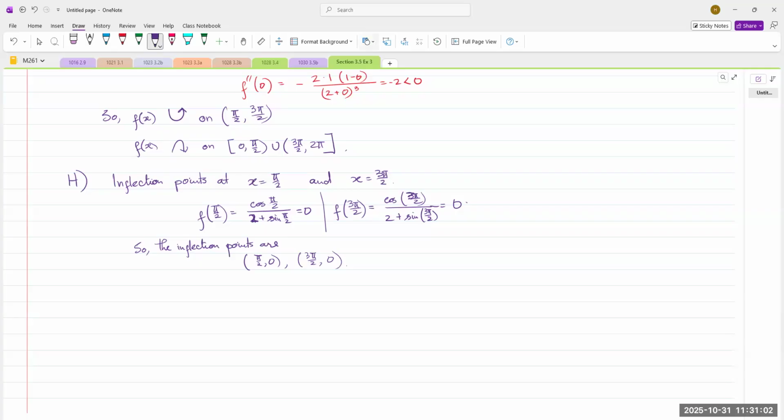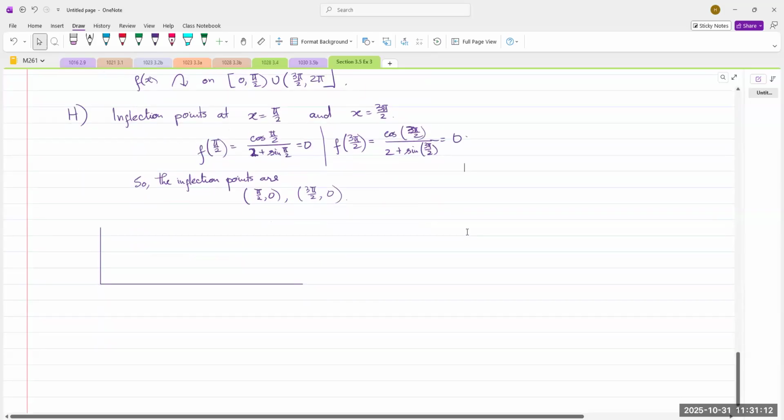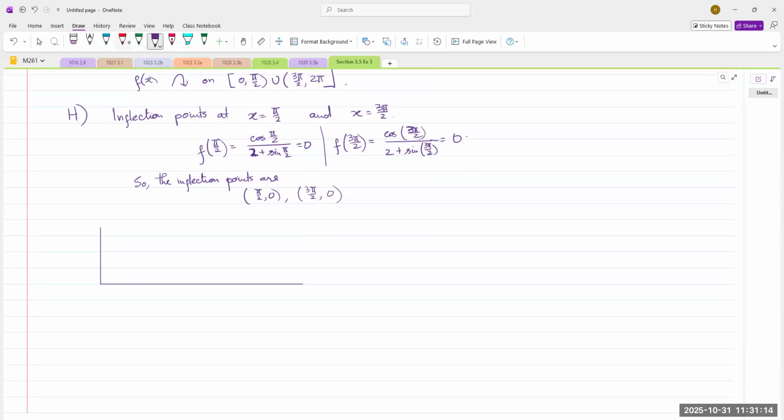Now let's sketch the graph. Okay, let's sketch the graph. This is 0 here. Let's say this is 2 pi. Okay, so pi is here. Pi over 2 is here. 3 pi over 2 is here. I do approximation.